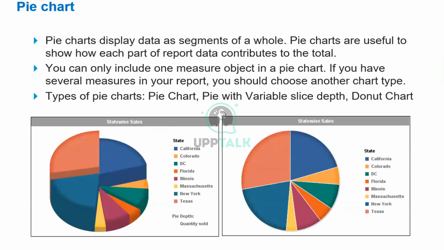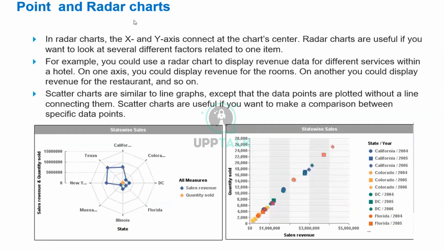These are the types of pie chart. This is a simple pie chart, pie chart with variable slice depth, and donut chart. Polar and radar charts. These are very special purpose charts. In radar charts, the X and Y axes connect to the chart center.